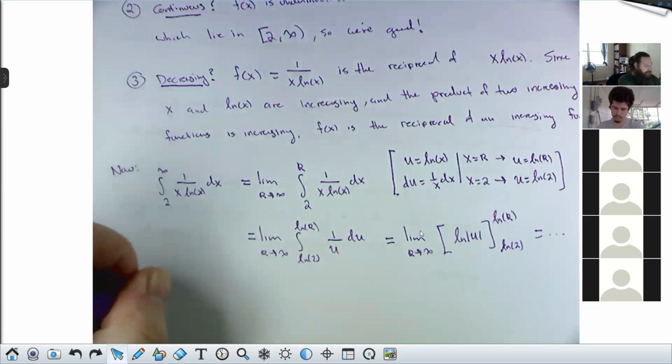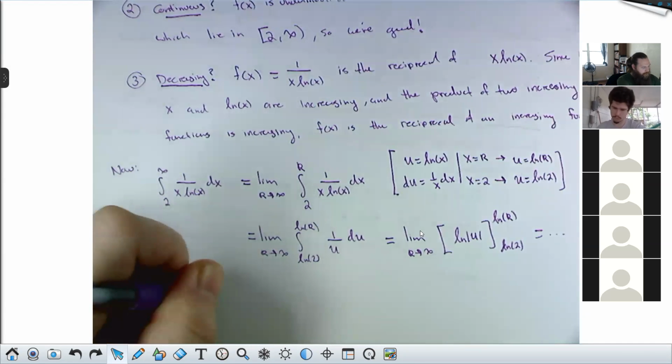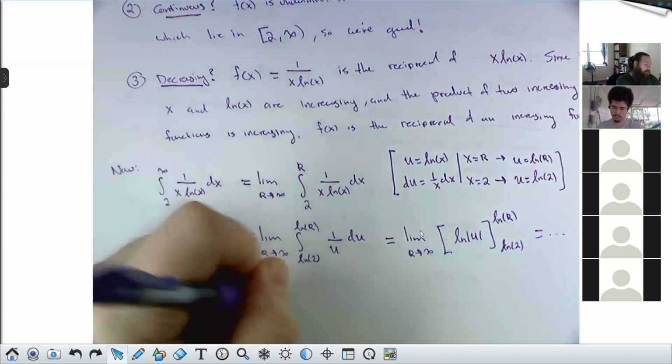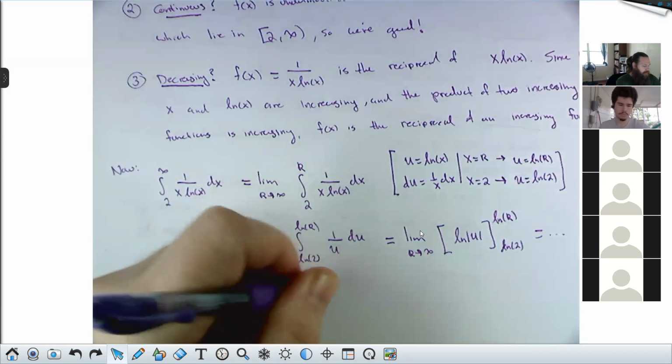Gives me the limit as r goes to infinity. And then this is kind of cute. I'll have the log of r minus the log of 2.